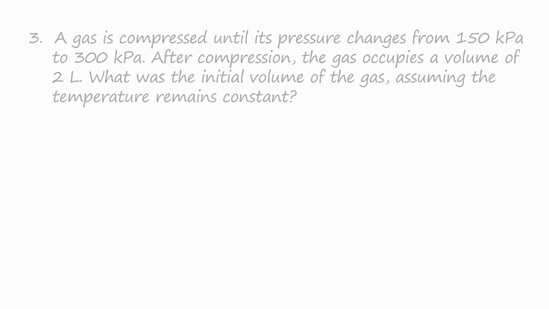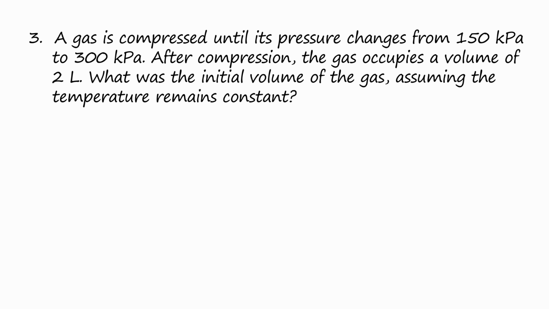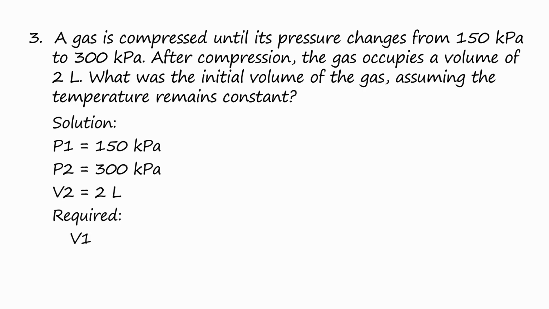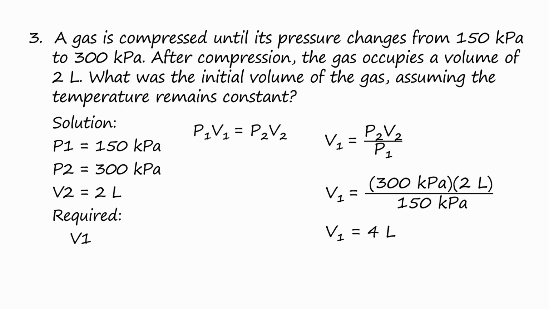Problem 3. A gas is compressed until its pressure changes from 150 kilopascals to 300 kilopascals, and after compression, the gas occupies a volume of 2 liters. What was the initial volume? Solution: using Boyle's law, V1 equals P2 times V2 divided by P1. Substituting the values gives 300 times 2 divided by 150, which equals 4 liters.